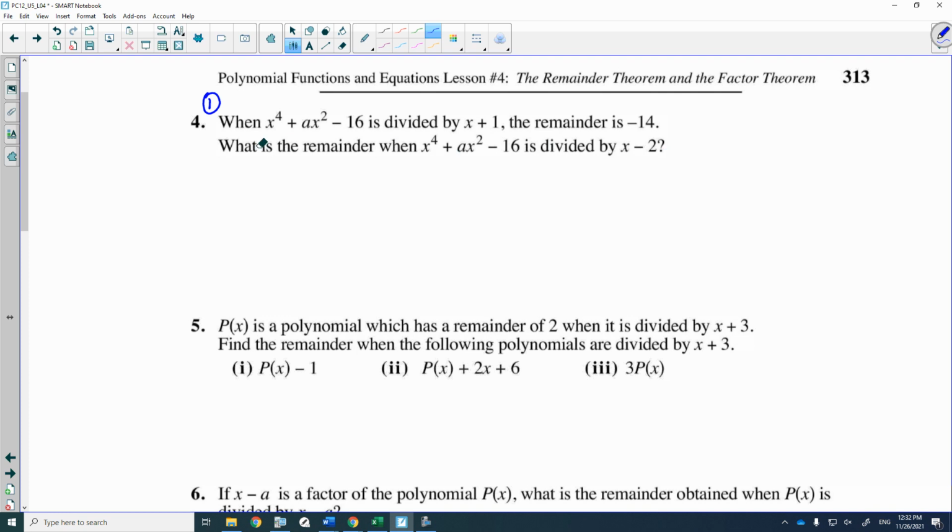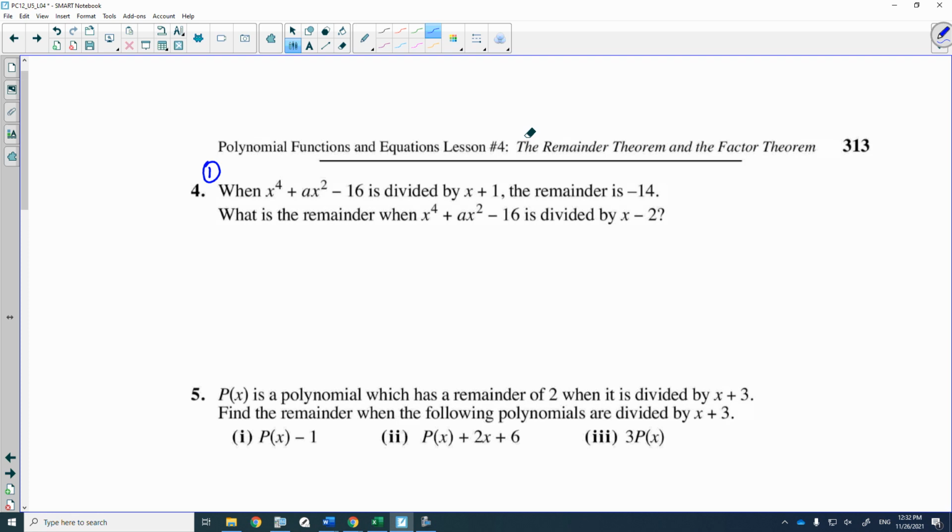But the first part, when this polynomial is divided by x plus 1. So x plus 1 is my divisor. The root of the divisor is negative 1. They are saying that the remainder is going to be negative 14. So instead of doing synthetic division, I want you to do the remainder theorem. So p of negative 1 is going to equal negative 14. So in your polynomial function, when you input a negative 1, the remainder is going to be negative 14. We're going to do that because then we could calculate what a is.